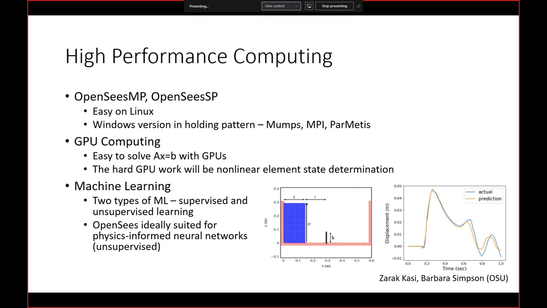So, like a water column on an elastic obstacle. With machine learning, this is also some work from OSU, where you can look at the actual response of this column, a very floppy cantilever, and then the prediction after doing some machine learning. So we've used OpenSees for that, and I think that's for the foreseeable future something that will be a very interesting application of OpenSees.